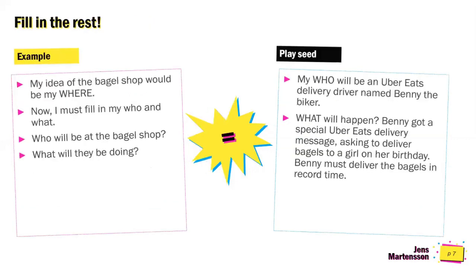If we go back to my example, my idea of the bagel shop would be my where. Now I just need to find my who and my what. Who will be at the bagel shop and what will they be doing? So if we transfer this example to a play seed, my who will be an Uber Eats delivery driver named Benny the biker. What's going to happen? Now, Benny got a special Uber Eats delivery message asking to deliver bagels to a girl on her birthday, and Benny must deliver the bagels in record time. So now we know who the story's about and what's going to happen.